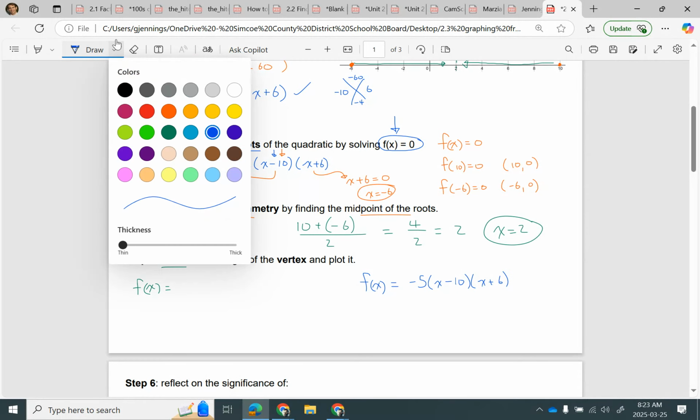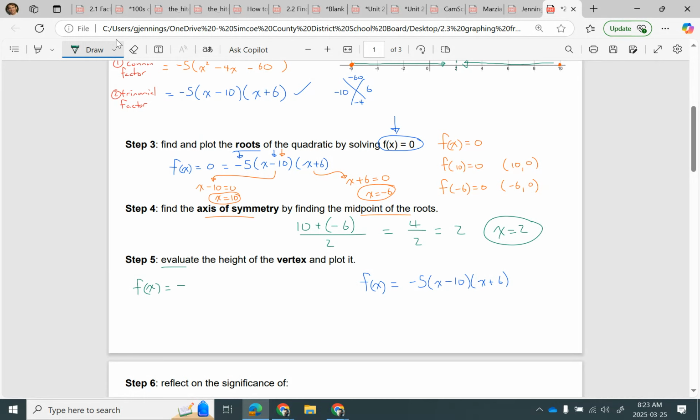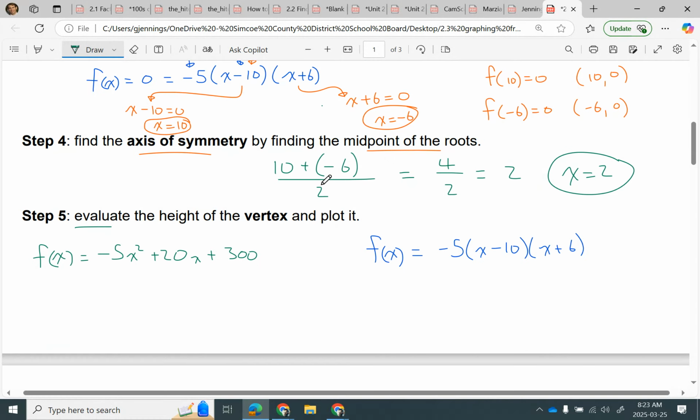And then we also have f of x is equal to -5x squared plus 20x plus, was it 300? Yeah, 300. Okay, so we're just going to feed both of these this value, x is 2, and then find out what the height of the vertex is. And then we've got a great sketch of our quadratic after that point.